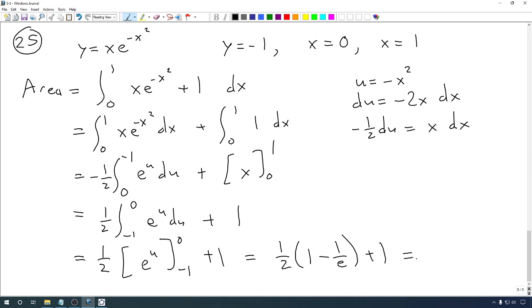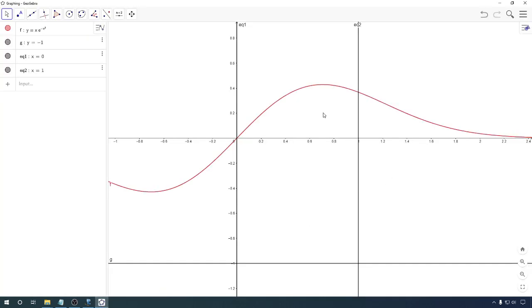And I think it looks a little simpler if we actually go ahead and combine the 1/2 from this first one. If we distribute the 1/2 to the 1 and the minus 1 over e. But 1/2 and 1 gives us a 3/2. So 3/2 minus 1 over 2e. It's probably the nicest way of writing that one. So we can say that that is the area between these two curves, and inside of this region.